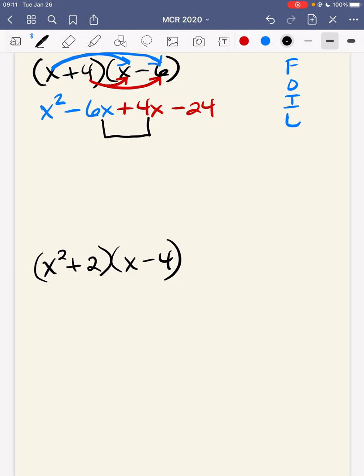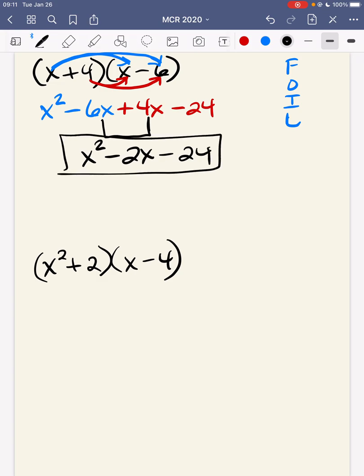We still have like terms right here. Now these are opposite signs, so we subtract and keep the sign of the larger number. So I should have negative 2x. And then the x squared and the minus 24 tag on, and I have my trinomial. I encourage you to go ahead, try the next one, or try some of the ones from your classwork, and then pause the video while you try, and push play when you're done.